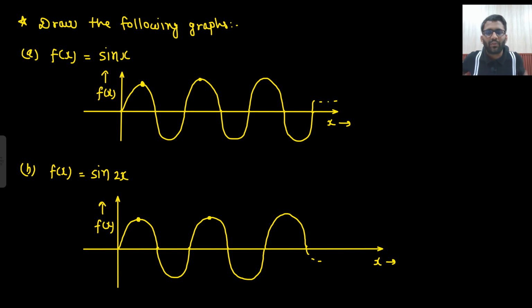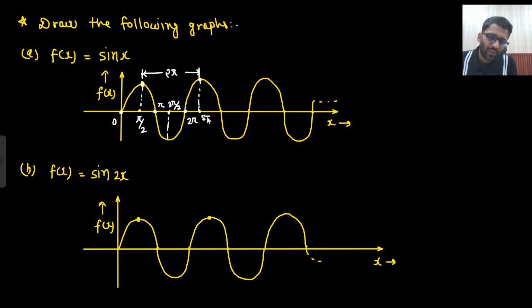Now next question, you need to draw the following graphs. So sin x graph, can you draw? Yes, simple sin x graph. Can you let me know what is this window? 2 pi. Why is that so? Sin 0 is 0. Sin pi by 2 is 1. Sin pi is 0. Sin 3 pi by 2 is minus 1. Sin 2 pi is 0. And then sin 5 pi by 2 is 1.